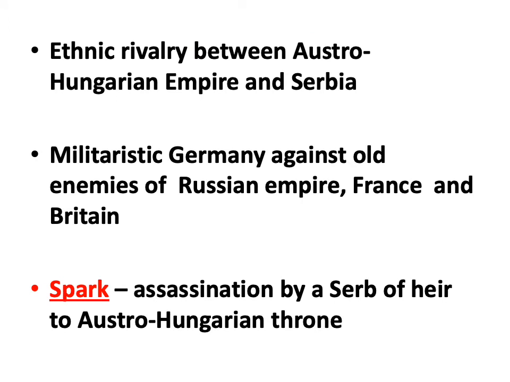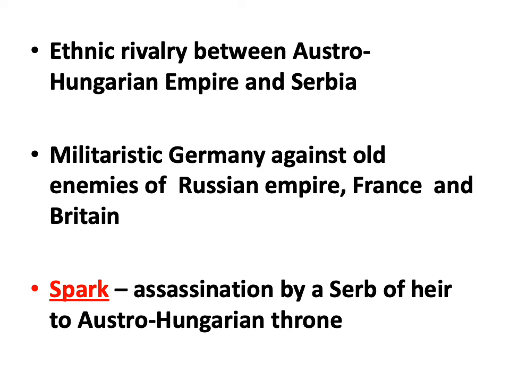I'll let you read the details in your textbook, but World War I was based on the ethnic rivalry between the Serbs in Serbia and the Austro-Hungarian Empire. This was the initial spark that led to the outbreak of hostilities. Germany was very militaristic with the Prussian tradition, and it ended up fighting against its old enemies, the Russian Empire under the Tsar, France, and Britain. Now the spark, the incident, that led to the war was the assassination by a Serbian of the heir to the throne of the Austro-Hungarian Empire.